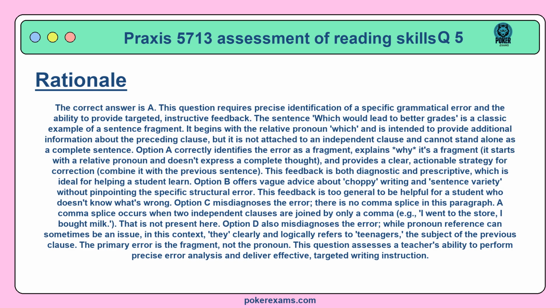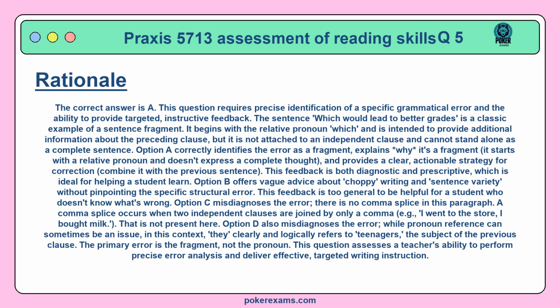Option A correctly identifies the error as a fragment, explains why it's a fragment. It starts with a relative pronoun and doesn't express a complete thought, and provides a clear, actionable strategy for correction. Combine it with the previous sentence. This feedback is both diagnostic and prescriptive, which is ideal for helping a student learn. Option B offers vague advice about choppy writing and sentence variety without pinpointing the specific structural error. This feedback is too general to be helpful for a student who doesn't know what's wrong.